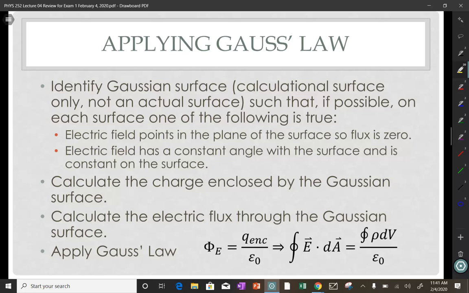Calculate the charge enclosed by the Gaussian surface. These are two independent calculations. You can do one first or two first. Then you set them equal. That's the key for Gauss's law. You do the left side of the equation, the right side, you set them equal, and then you solve for something. So the charge equals the flux, and solve for, well, charge enclosed over epsilon zero. You kept forgetting the over epsilon zero yesterday.